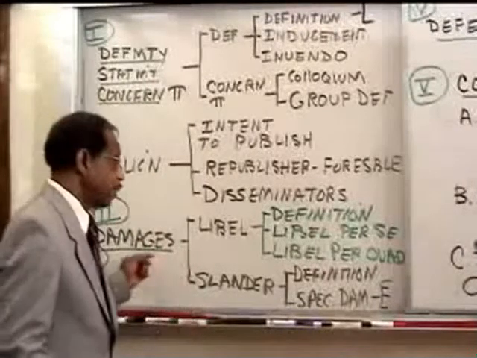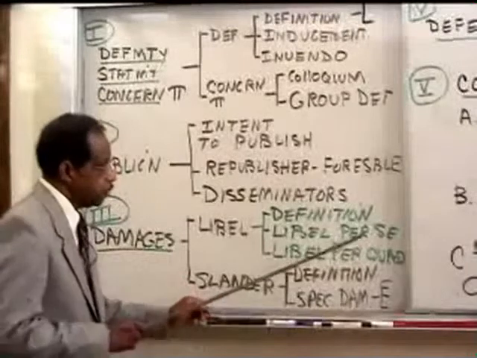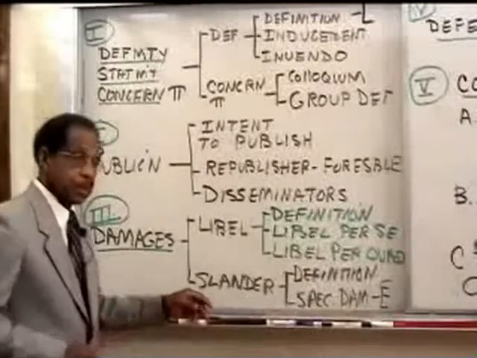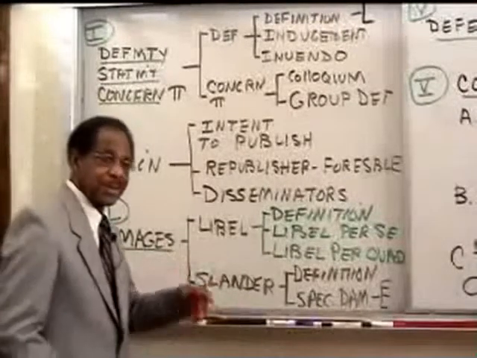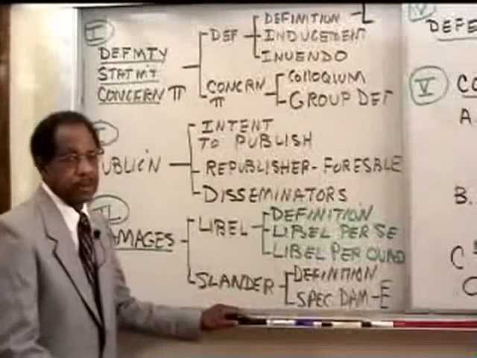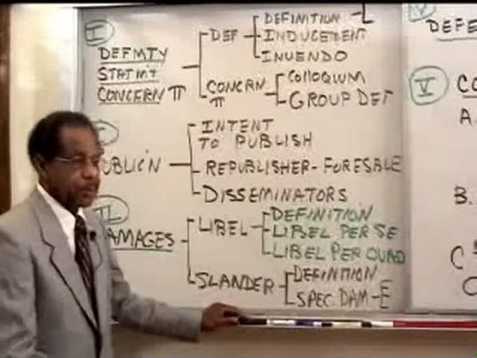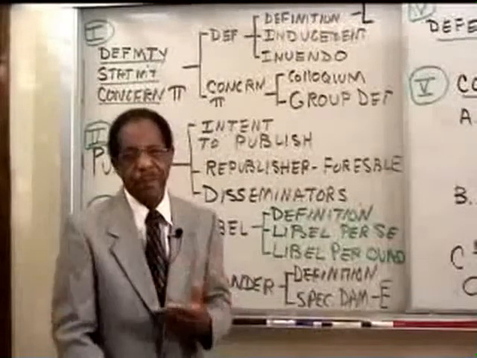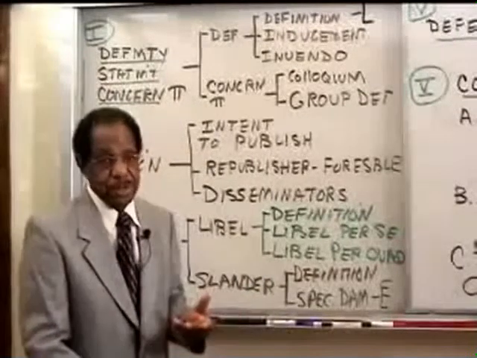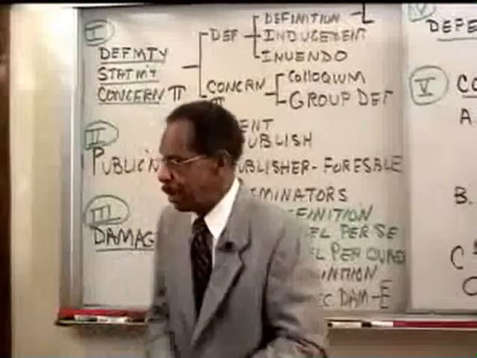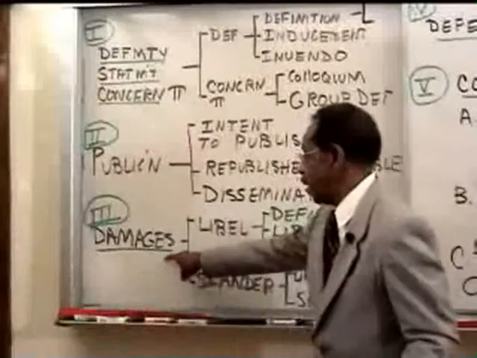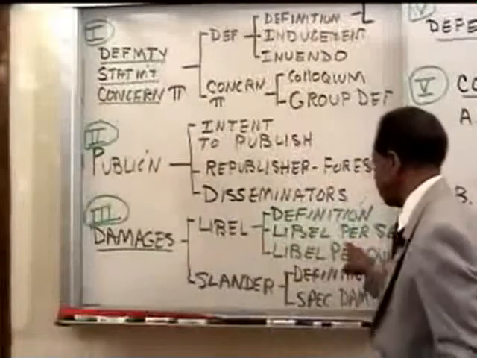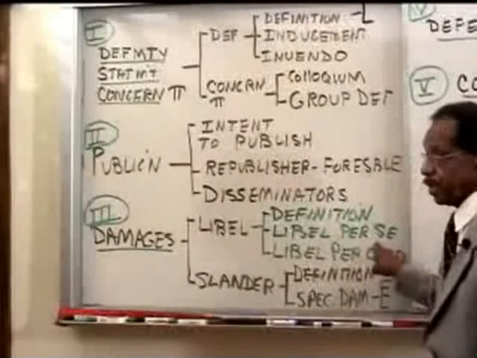But we solve that problem by saying, if it's libel per se, then the legal system presumes the existence of the loss of reputation. And you still, of course, have to go before the jury and make your argument as to how much reputation was lost. But at least you don't get thrown out of court because of the lack of damages, because it's presumed to exist in the libel per se case.